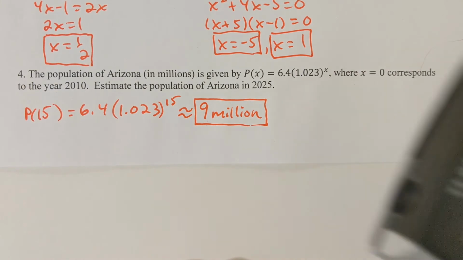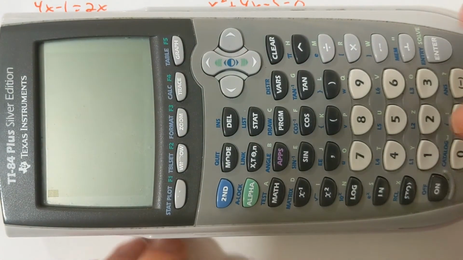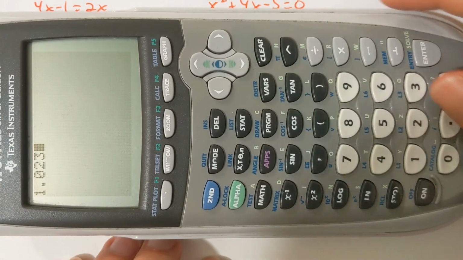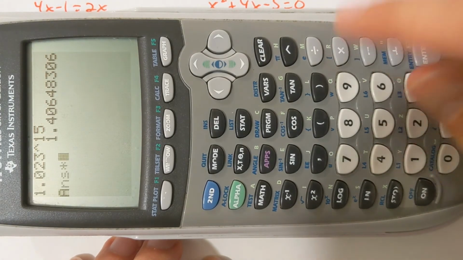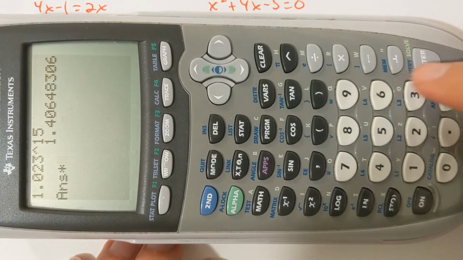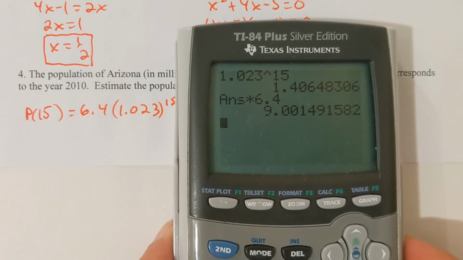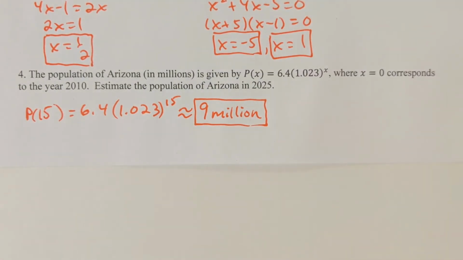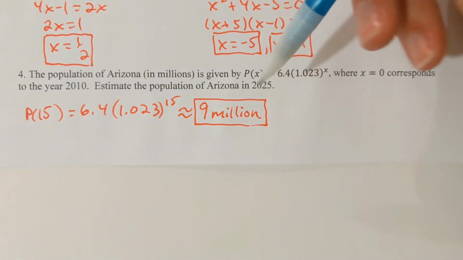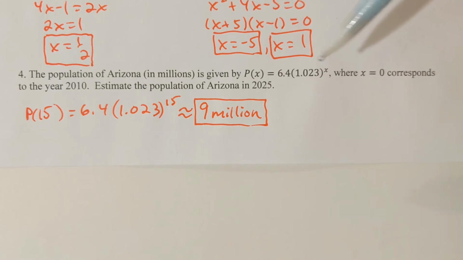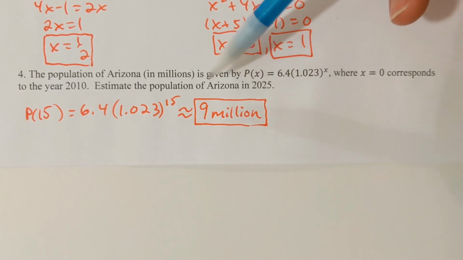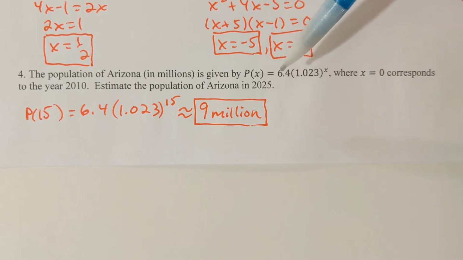All right, so if I type in 1.023 to the power 15, okay, and then you're going to multiply that by 6.4, and I'm getting roughly about 9 million. Of course, right, million, right? There's not just 9 people in Arizona. But roughly about 9 million people would be estimated as the population in 2025 in that state.